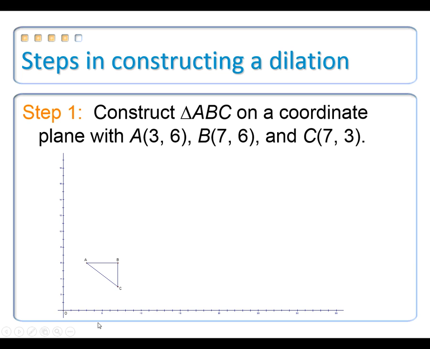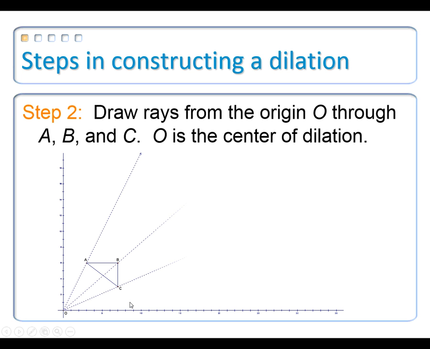Okay, so now after you've drawn your pre-image triangle, what we're going to do is draw rays that go from the origin, which is our center of dilation. So I'm going to draw a ray, which is kind of like an arrow. It has a start point and then goes forever in one direction. So I'm going to draw three rays that go from the origin and intersect each of these three points in my pre-image, like so. Okay, so go ahead and draw these three rays on your paper at this time and pause the video when you get done.